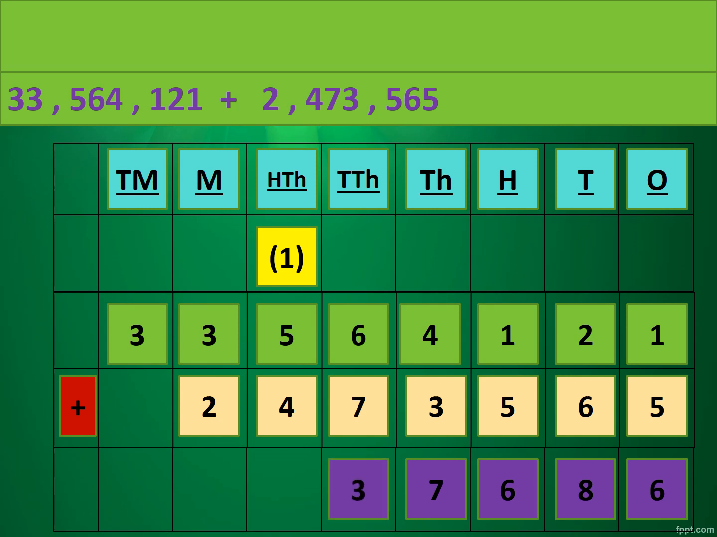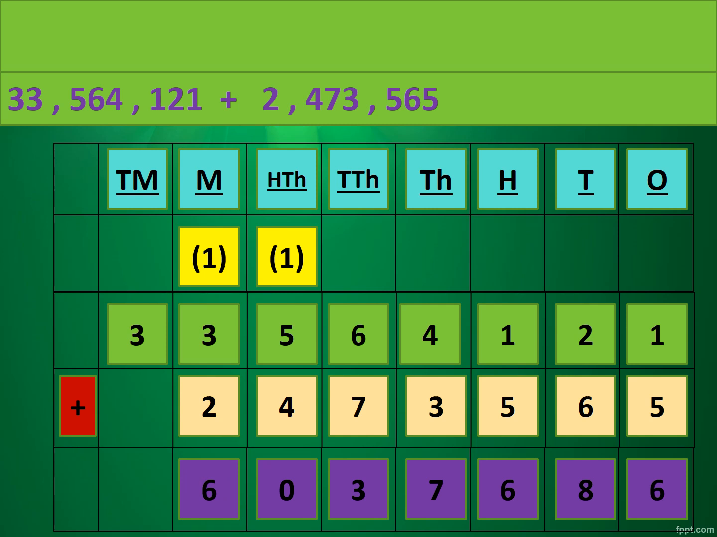So at 100,000s place we have values 5, 4 and 1. So 5 plus 4 is equal to 9 and 9 plus 1 is equal to 10. We will regroup 10 as 1,000,000 and 100,000. So at millions place we have values 3 and 2 and 1. So 3 plus 2 is equal to 5 and 5 plus 1 is equal to 6.